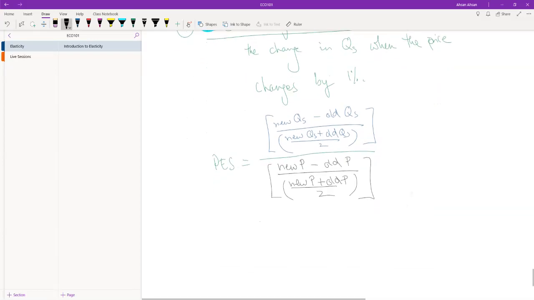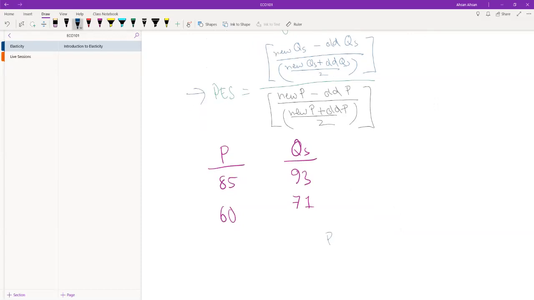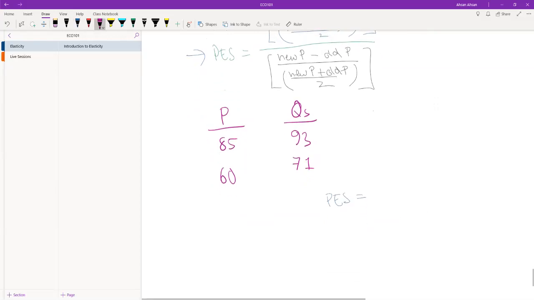Okay. And if you guys want to practice, let me set it up. Suppose when price is 85, quantity supplied is 93, and then price goes down to 60, and as a result, quantity supplied falls to 71. Okay, so I'm not doing this calculation. At this stage, you guys should be able to just follow the formula and calculate the PES. So go ahead and do that.